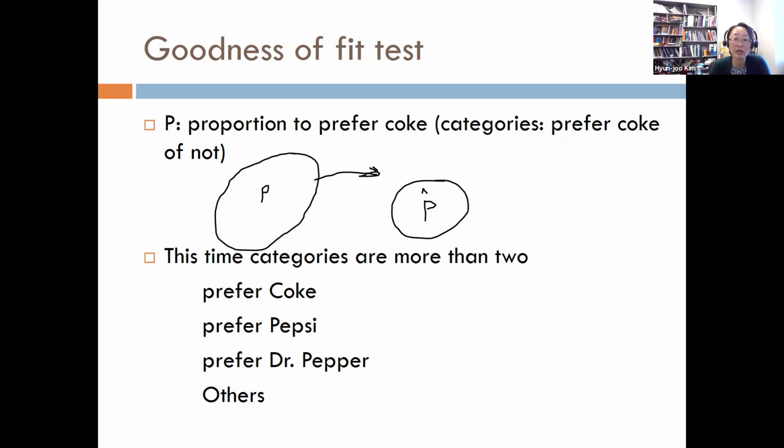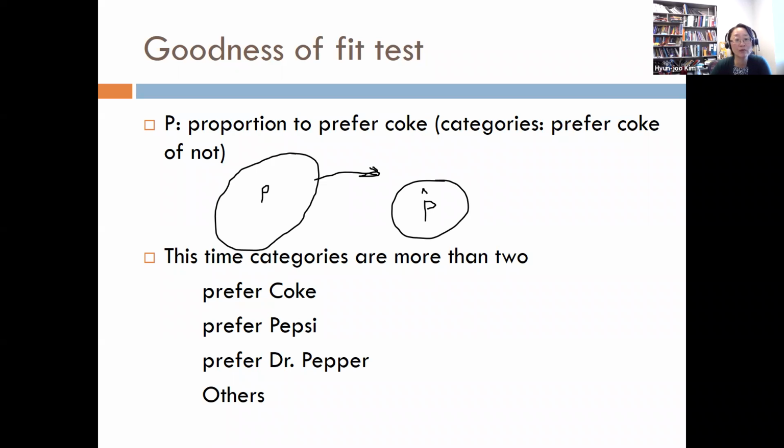We'll introduce a new distribution called the chi-square distribution in chapter 12. And using this distribution, we'll do something called the goodness of fit test and the independence test, the chi-square independence test. So the goodness of fit test here is an extension of the one sample proportion test with more than two categories.